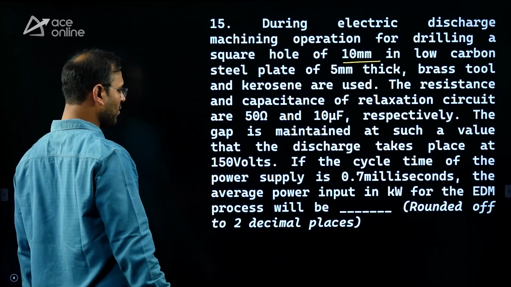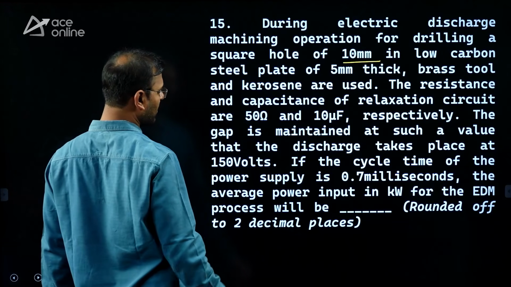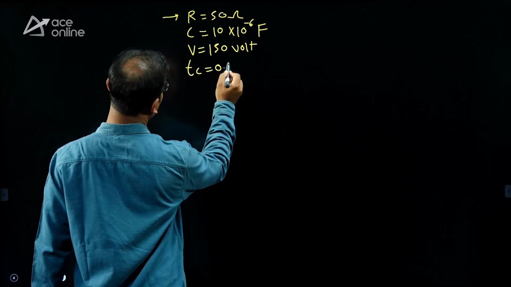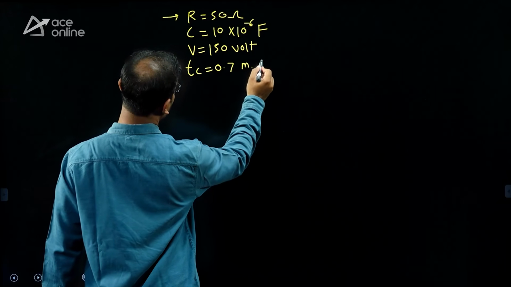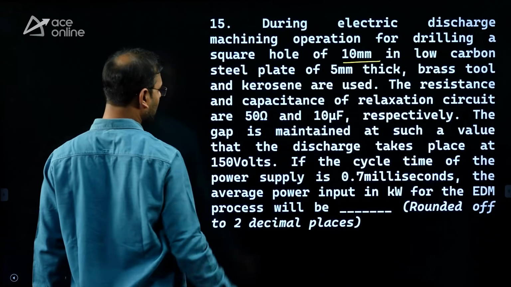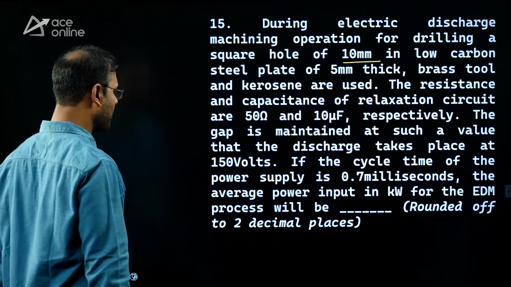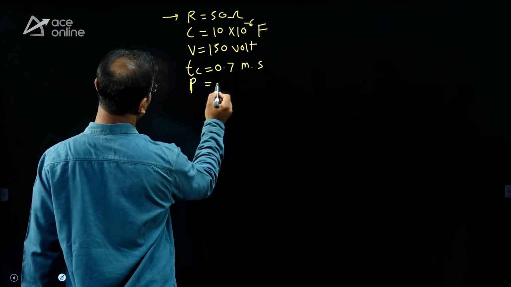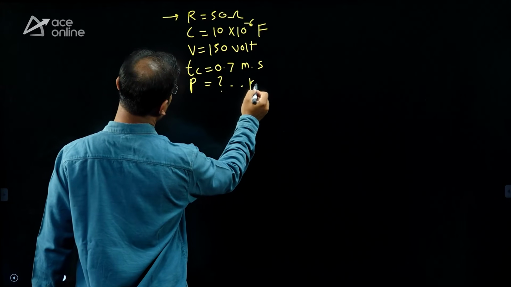If the cycle time of the power supply is 0.7 millisecond, that is the cycle time is equal to 0.7 ms, guys. It is not a second, it is millisecond. The average power input in kilowatt for the EDM process will be, here the power we have to calculate in kilowatt.